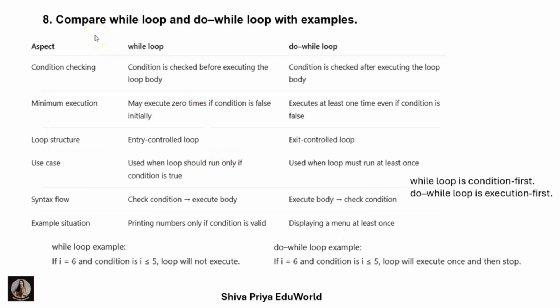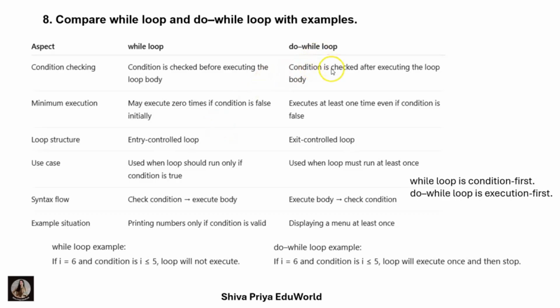I have one more simple question, that is, compare while loop and do while loop with examples. Here, in while loop, the condition is checked before executing the loop body. It will check the condition, whatever the condition is, before executing the loop body. It will not enter the loop body first. It will check the condition. After that only it will enter the loop body.